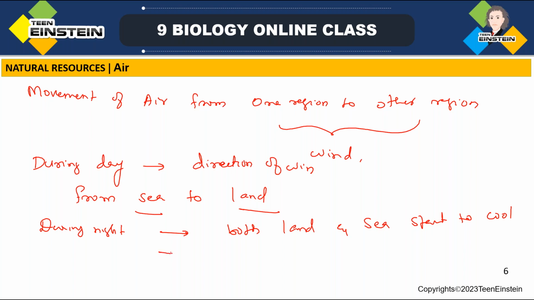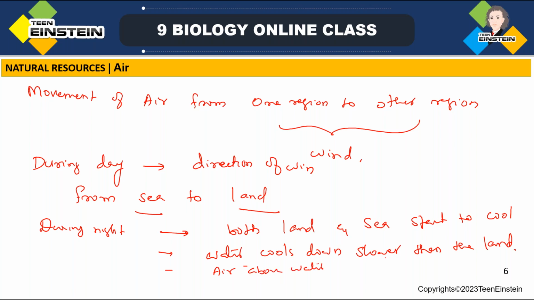But here the point is water cools down slower than the land. And the air above the water would be warmer than the air above the land, because water is cooling down slower compared to the land. So air above water will be warm compared to air above land. Okay, so what can you say about this?